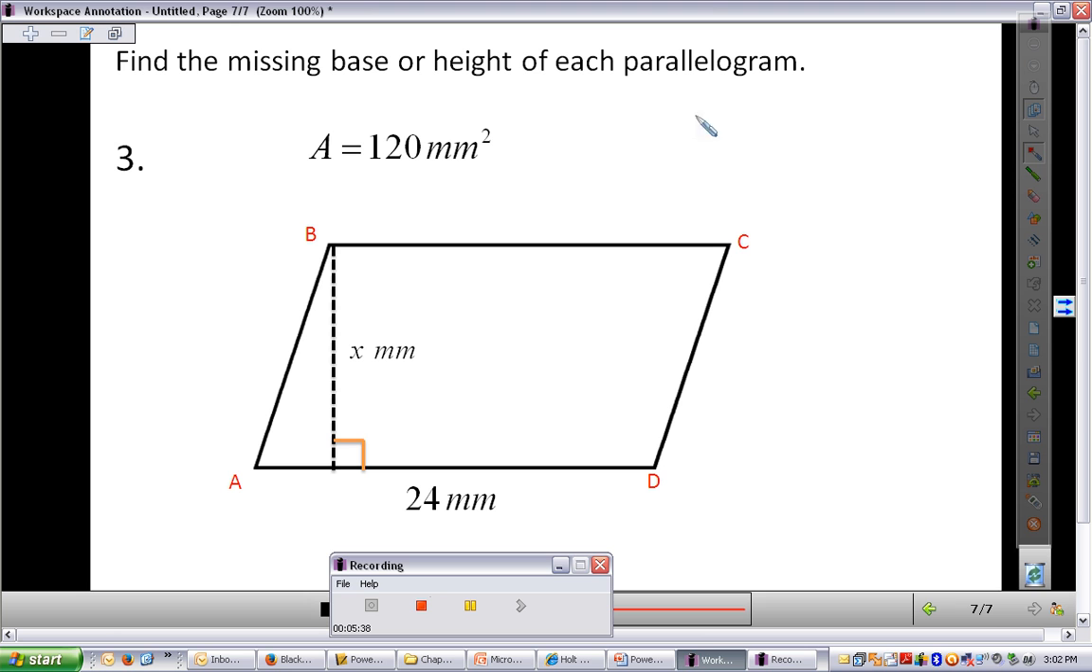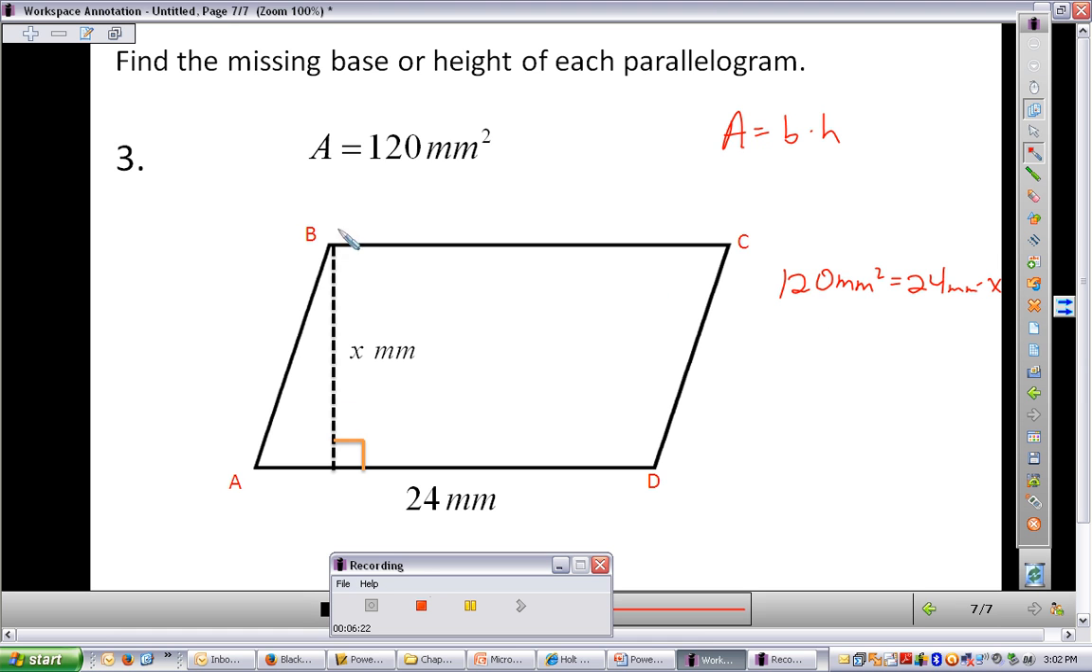So if I'm going to plug it into my formula, well, let's look at the formula. Area equals base times height. So what do we have? We have the area, so go ahead and plug that in. 120 millimeters squared equals the base, 24 millimeters, times the height, x.